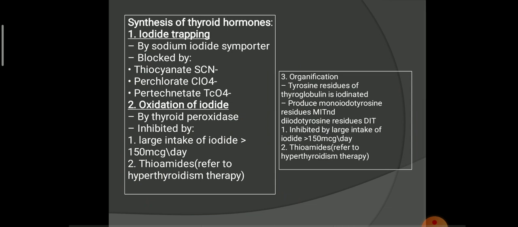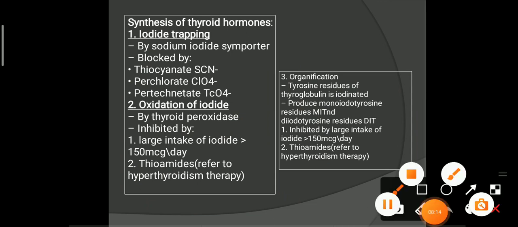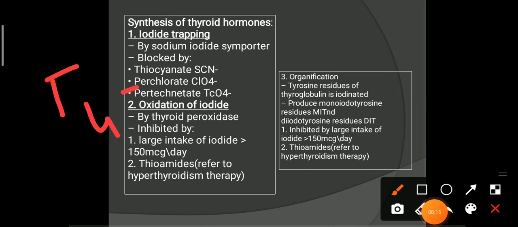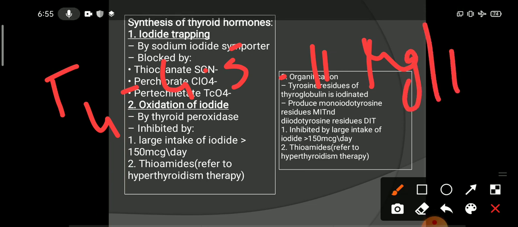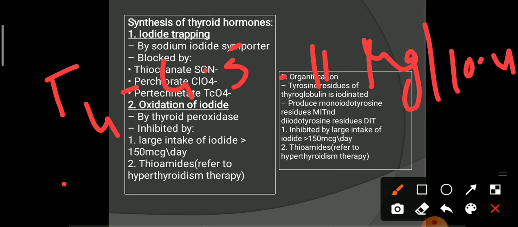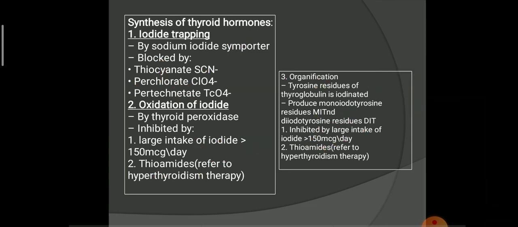Now let us discuss the range of T4 and T3. Okay. T4 is 4.5 to 11 μg per 100 ml, whereas T3 is 100 to 160 nanograms per 100 ml. Okay, this is how the release of T3 and T4 takes place.